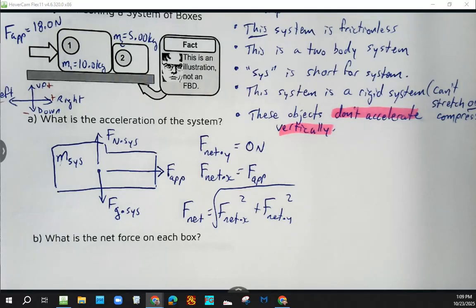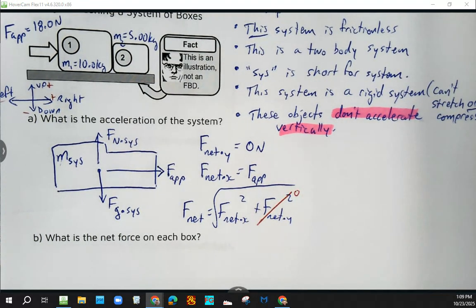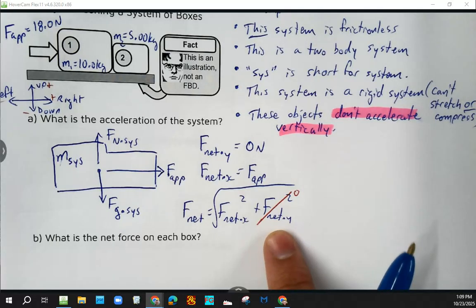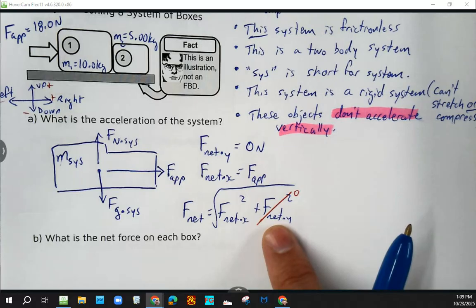Yeah. Because F net y is 0, so 0 squared is just 0. Then F net x squared, whatever you get, you're just going to square root that, so it's just going to be the exact same thing. It turns out that if there's no y component anyway, this is just not a very helpful thing to do. It's not that it's not true anymore. It's just extra legwork. Why bother, right?